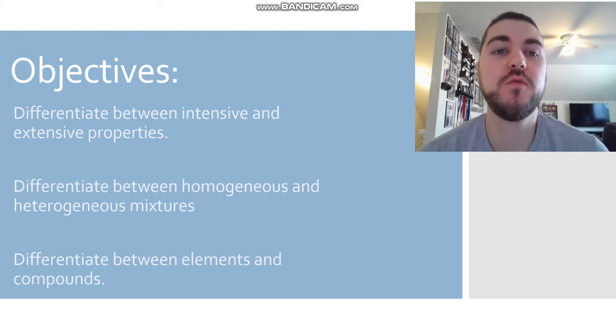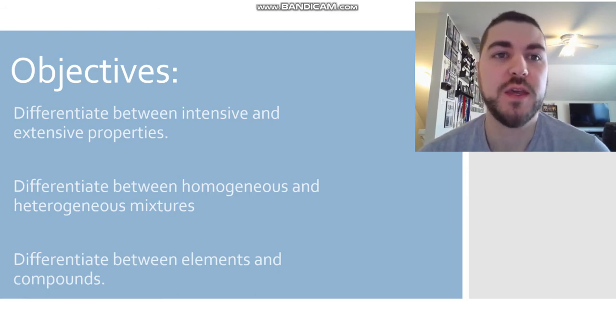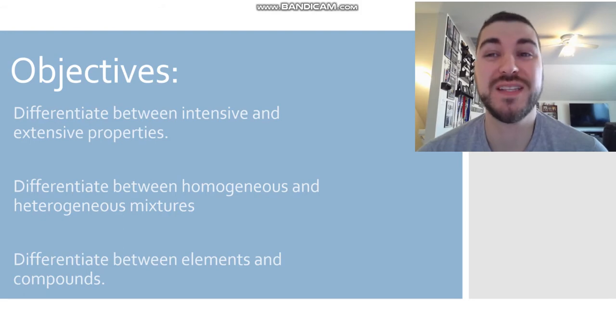Okay, in a previous video we defined chemistry as the study of matter, and we talked about how matter is anything that has mass and volume. Today we've got three objectives. We're going to basically look at all the different ways you can classify matter.